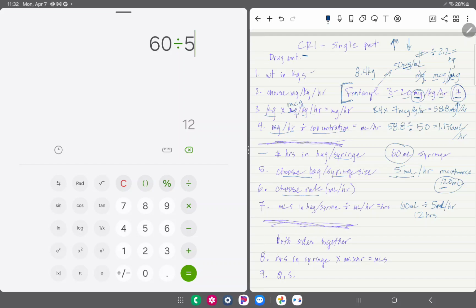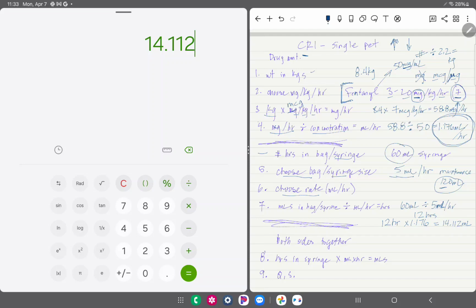Now that I've got my number of hours, I can take that times my mil per hour I got up here to figure out, again, that total volume of mils I need. So I've got 12 hours total. I'm going to take that times 1.176. So let's do that. 12 times 1.176 equals 14.112 mil of fentanyl that I would need to add.